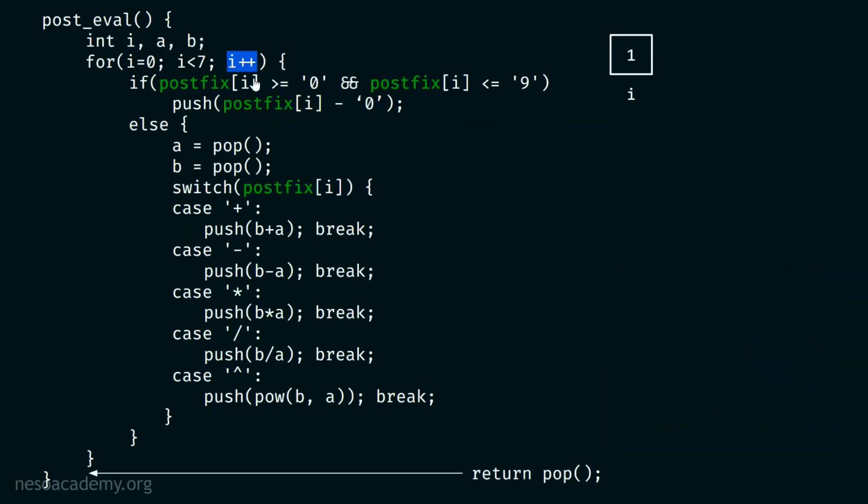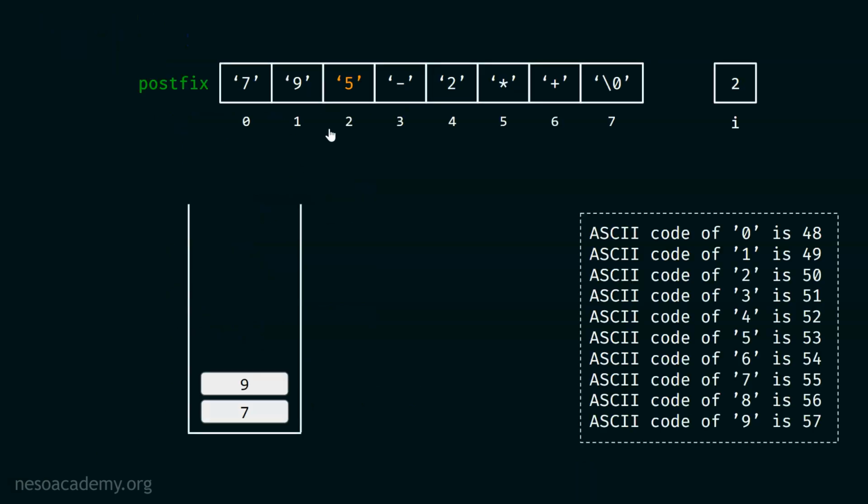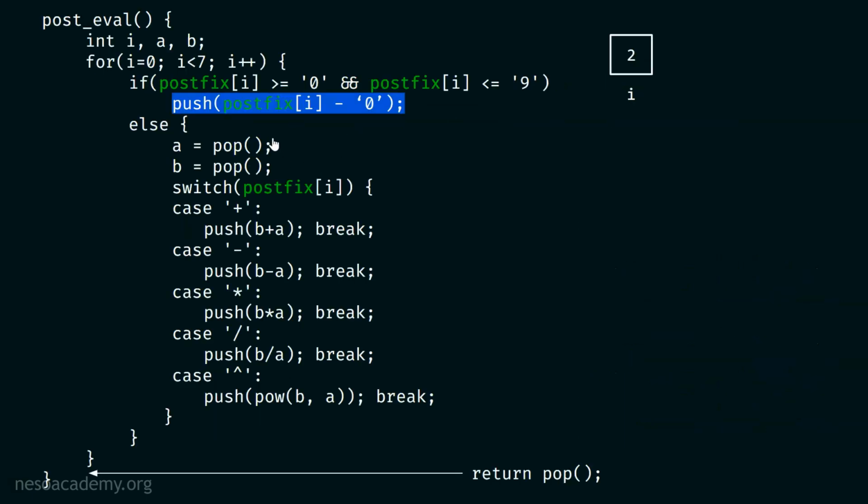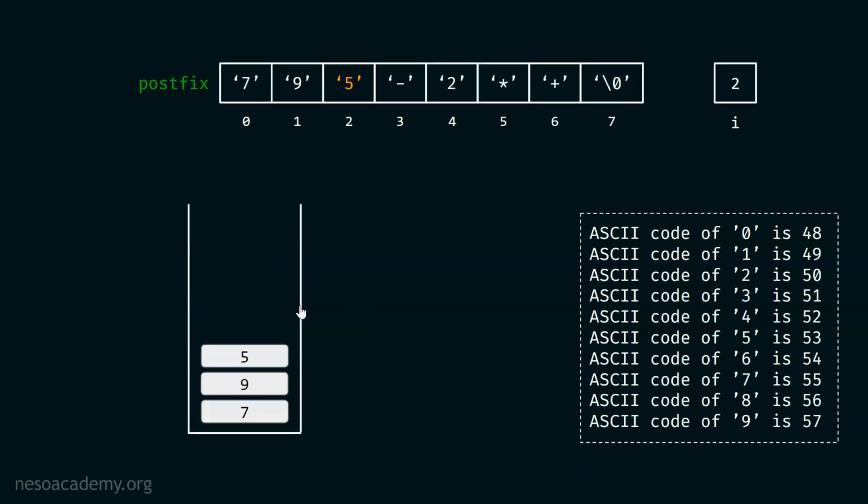Now the next step, again, I is incremented by 1, this becomes 2. Again, we'll check this condition, we know that condition is satisfied. If postfix of I is greater than or equal to 0, and postfix of I is less than or equal to 9, then we will continue. This is 5 and we know condition is satisfied. Therefore, we will push 5 onto the stack, right?